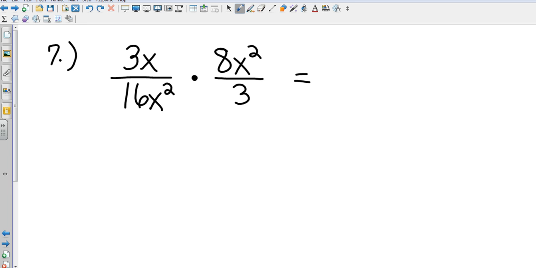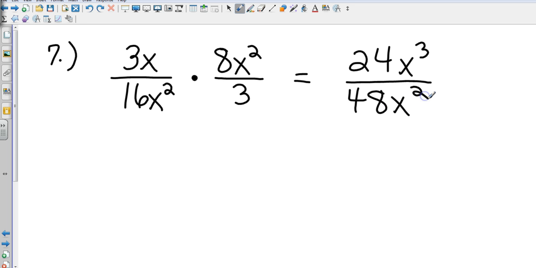All right, number 7. Okay, now we're going to be multiplying two monomials. So 3x over 16x squared times 8x squared over 3. Okay, how many of you did the multiplication method where you just multiplied across the top and then you canceled at the end? None of you. That's the way I was going to do it. So I'm going to go ahead and do this one that way just because you guys didn't, because I'm cool like that. So I would get 24x cubed all over 48x squared.